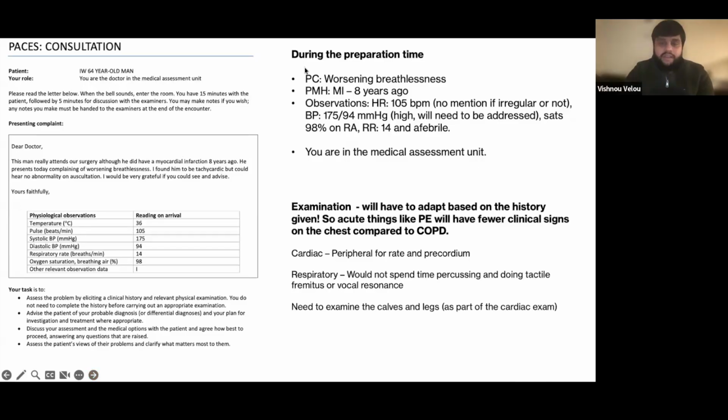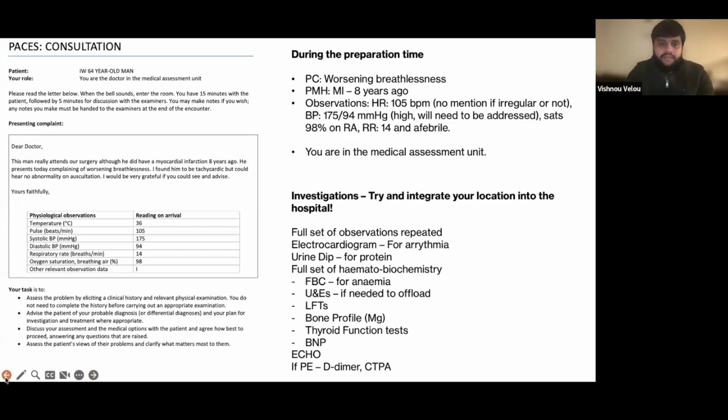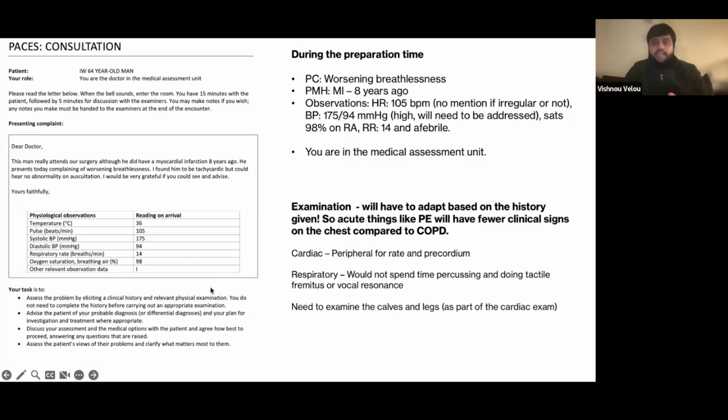Now, here's the next bit, the examination. I suggest that we shouldn't do a full cardiac exam, but we're going to shift gear. Depending on the history they give us, if we think they've traveled from Australia, for example, 2 weeks ago, so PE is higher up on the differential list, it's not entirely useful to do a full respiratory examination and full cardiac exam. We're going to try and pick and choose a bit.